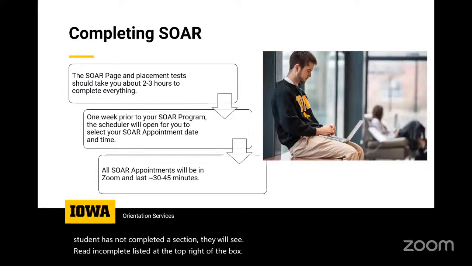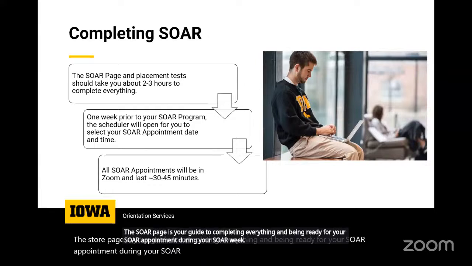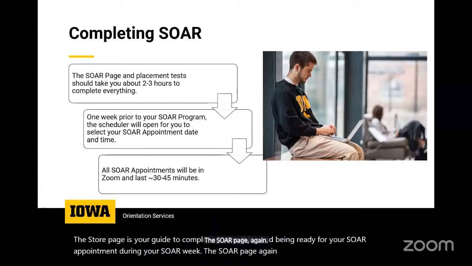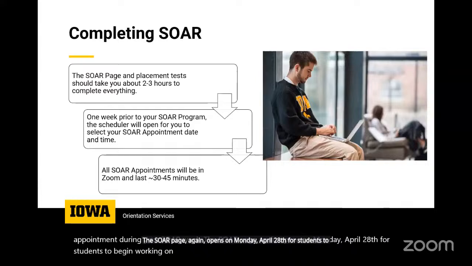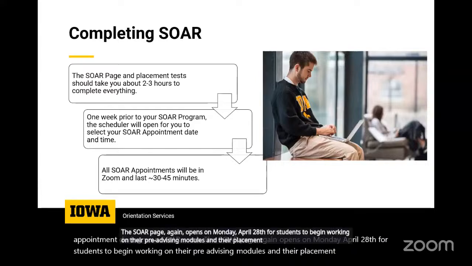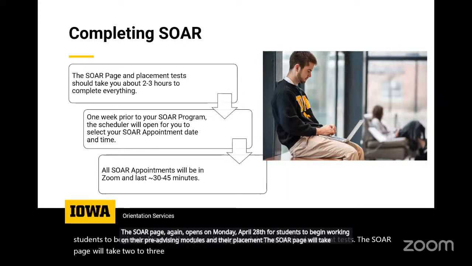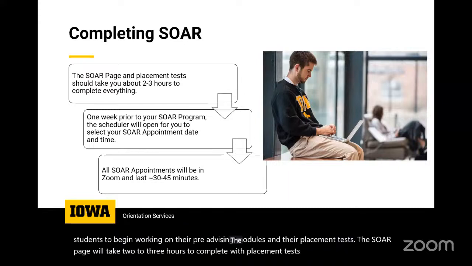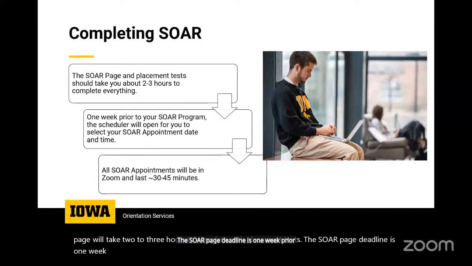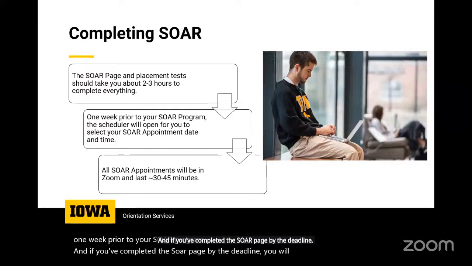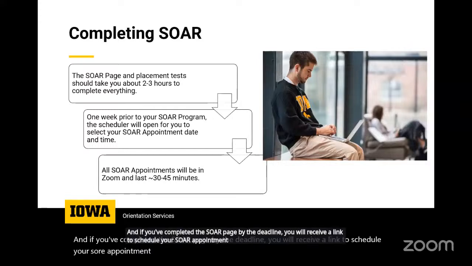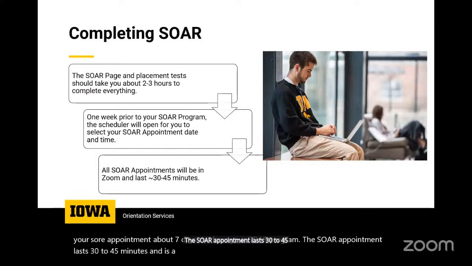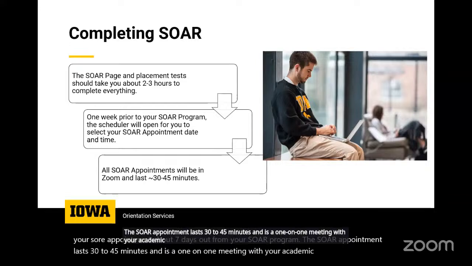The SOAR page is your guide to completing everything and being ready for your SOAR appointment during your SOAR week. The SOAR page, again, opens on Monday, April 28th for students to begin working on their pre-advising modules and their placement tests. The SOAR page will take 2 to 3 hours to complete with placement tests. The SOAR page deadline is 1 week prior to your SOAR program. And if you've completed the SOAR page by the deadline, you will receive a link to schedule your SOAR appointment about 7 days out from your SOAR program. The SOAR appointment lasts 30 to 45 minutes and is a one-on-one meeting with your academic advisor in Zoom.